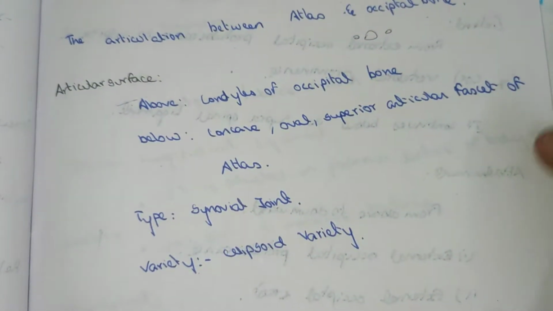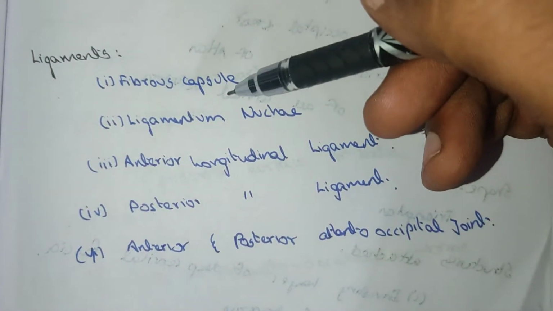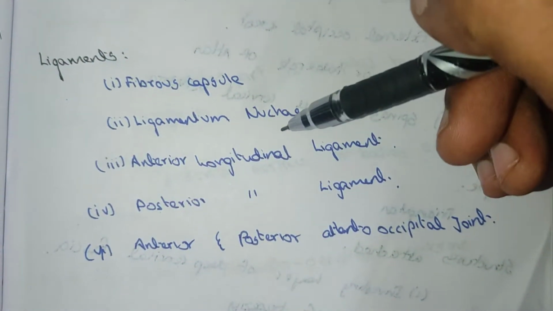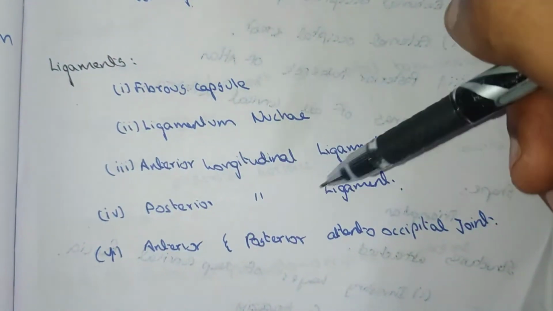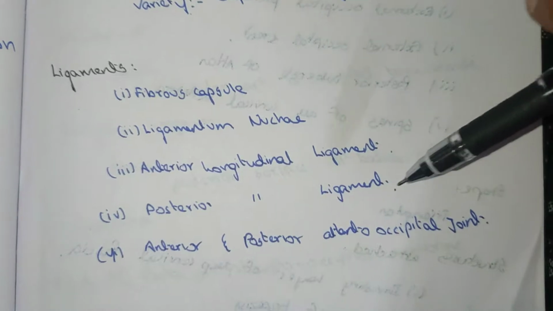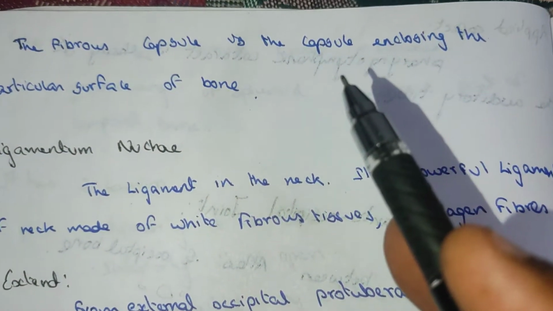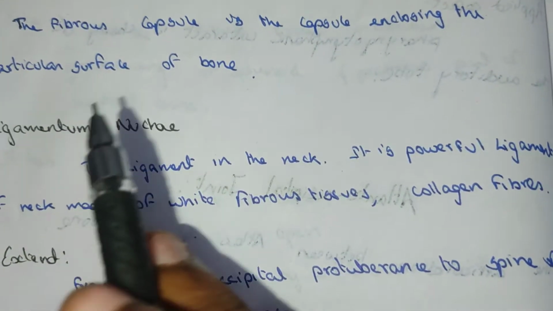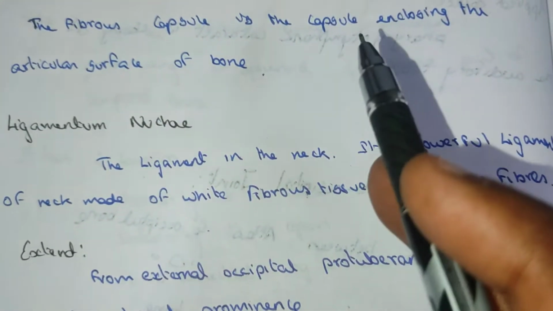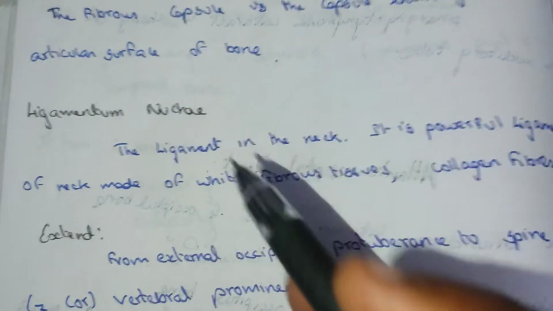Now we will see the ligaments present in it. The ligaments are the fibrous capsule, ligamentum nuchae, anterior longitudinal ligament, posterior longitudinal ligament, and anterior and posterior Atlanto-occipital membrane. The fibrous capsule is a capsule enclosing the articular surface of the bone.